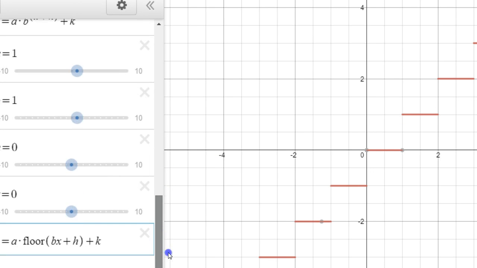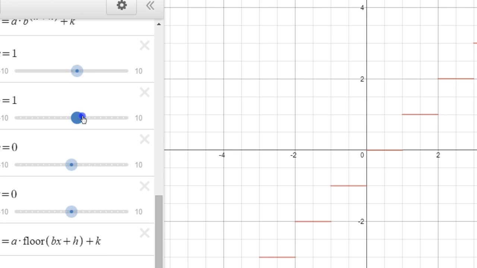So the greatest integer function, this one's the floor function. The floor function actually has the same kind of properties. If I increase a, it spreads it out vertically. If I make it negative, it flips it upside down. So that one's pretty cool.